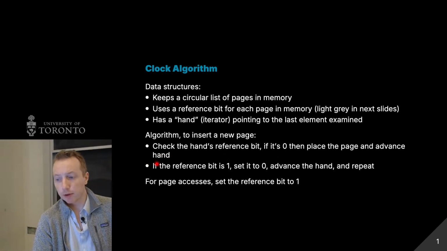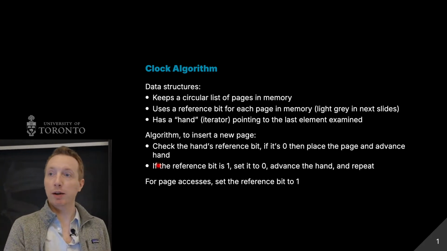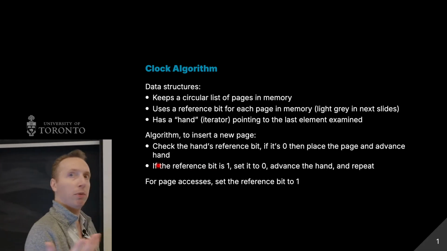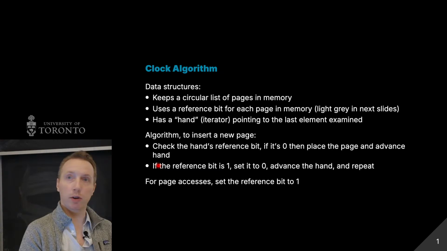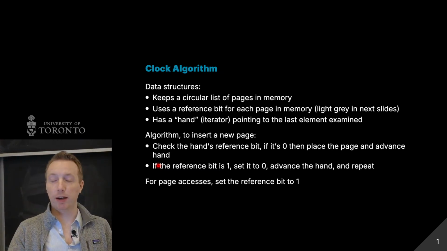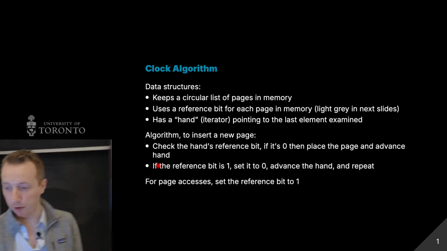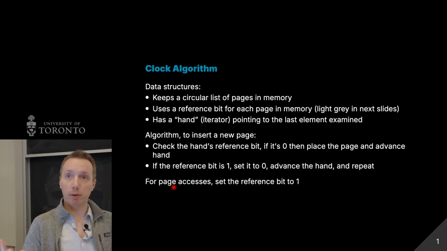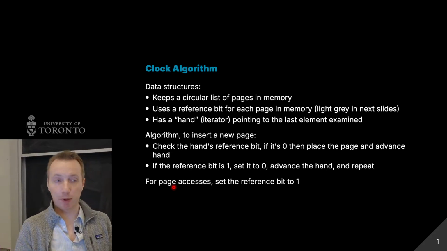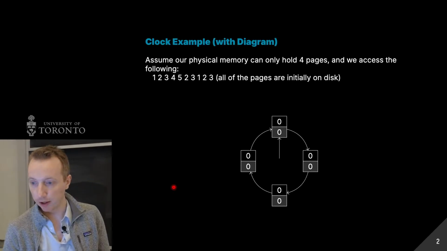The other option here is if the current page we're pointing at has a reference bit of 1, means we've used it somewhat recently, so we just set that bit from a 1 to a 0, and then we advance the hand and repeat this process until we actually find a place for this page to go. And then for page accesses, all we do is set the reference bit associated with that page to 1. We want it to be as quick as possible.